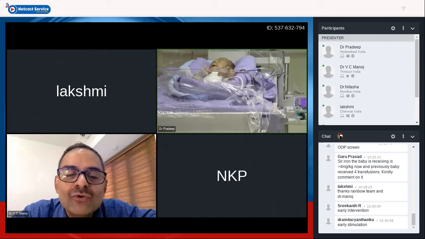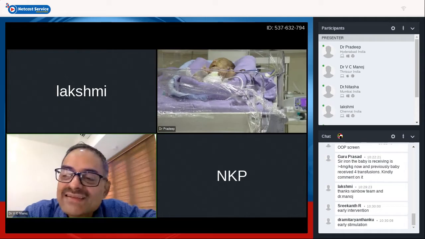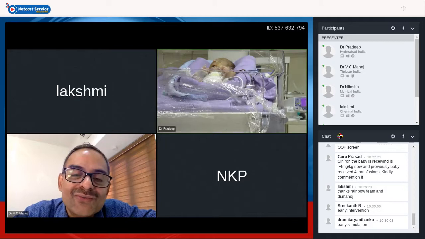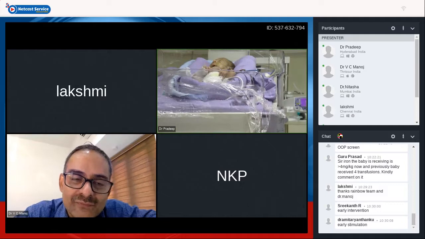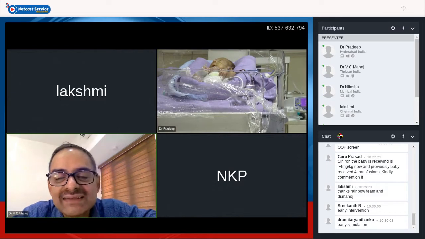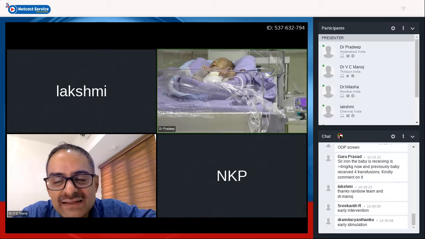So how many times do you do NNS per day? How many times is the baby getting non-nutritional sucking now? Usually in ICUs around 4 to 5 times, sir. But at home, as much as baby can take, that we can try. Okay, how do you do non-nutritional sucking? So after complete expression of the breast milk, we'll offer the child to suck at the breast.